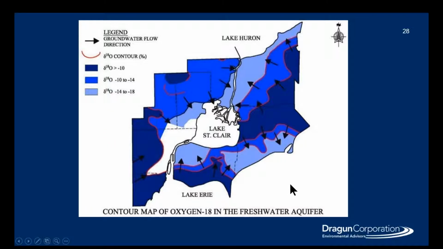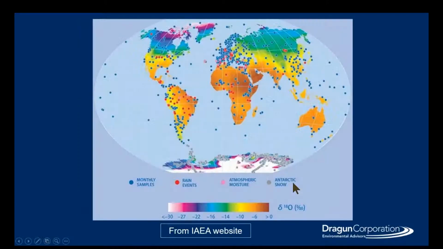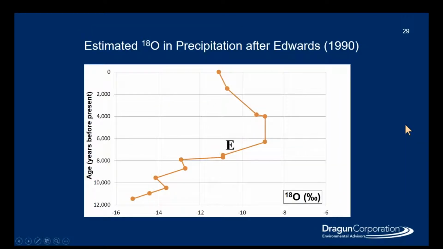So how can you explain this if the concentration that we're seeing in precipitation is -10? These -14 to -18s are characteristic of Arctic or Antarctic types of precipitation. So how do we explain it? Well, part of the explanation, we can look at work that Tom Edwards did at the University of Waterloo.